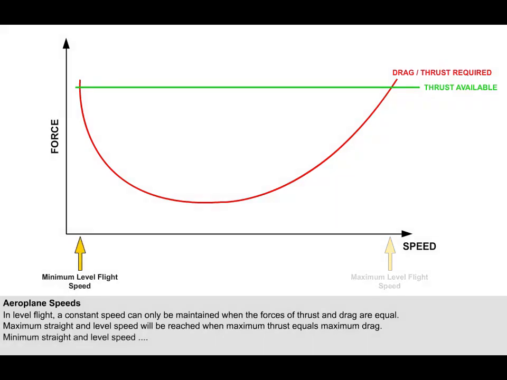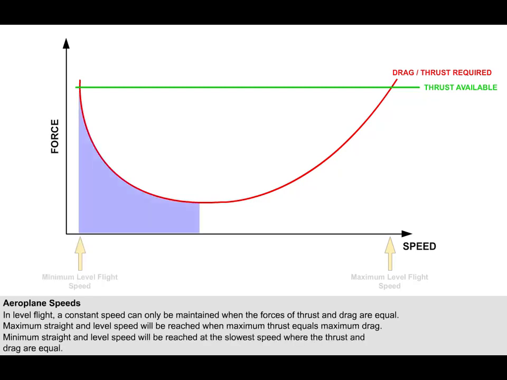Look at the graph again and notice that there is another point on the curves where thrust and drag are equal. This speed represents the slowest speed that can be maintained at a given thrust setting, since thrust and drag are equal. In level flight, it would be impossible to fly any slower at this thrust setting, since the rearward force of drag would exceed the force of thrust.